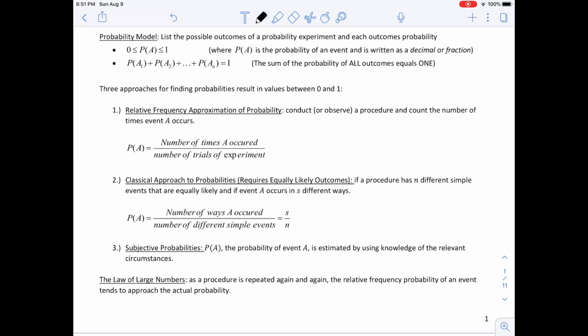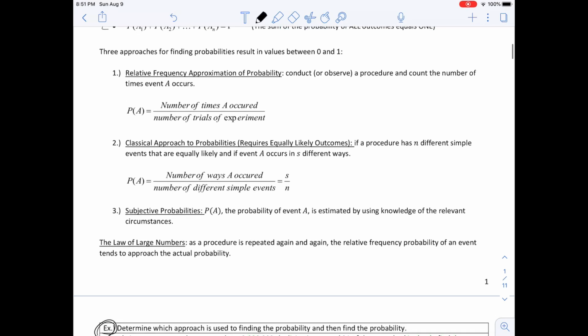Next thing we have is what's called a probability model, and this is going to follow into the next section and chapter that we have. A probability model is the possible outcomes of a probability experiment and each outcome's probability. So a couple things that you have to have. First one is going to be that the probabilities have to be between 0 and 1. And then if you were to add up all the probabilities of all those different outcomes, they would add up to 1.